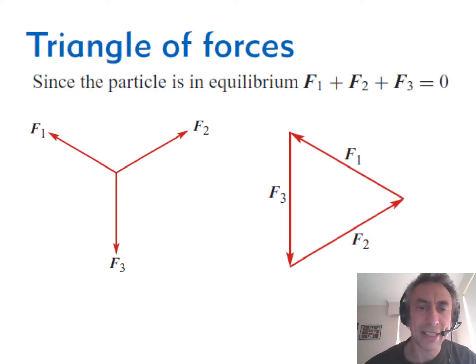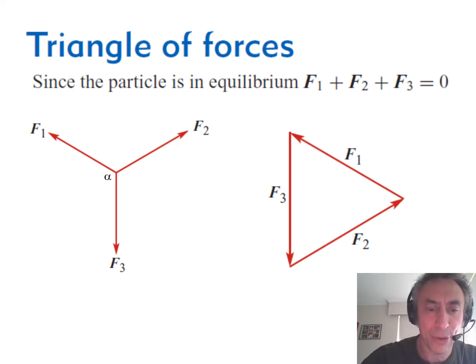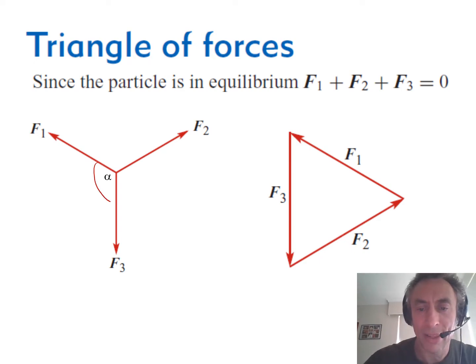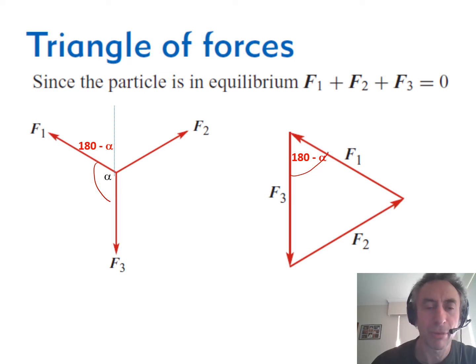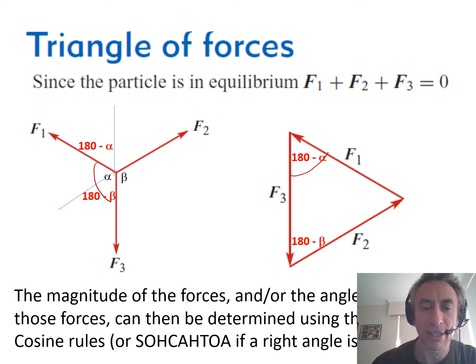Okay, so here's the first technique, the triangle of forces. Of course, create that closed triangle with the understanding that if alpha is the angle between, say, force 1 and force 3, then in the closed triangle, what's the angle in the closed triangle? That's right, it's 180 minus alpha over there. Okay, and so on and so forth. So just remember how to transition between a force diagram on a particle and a closed triangle of forces. Okay, beta between F2 and F3, therefore 180 minus beta, and so on and so forth.